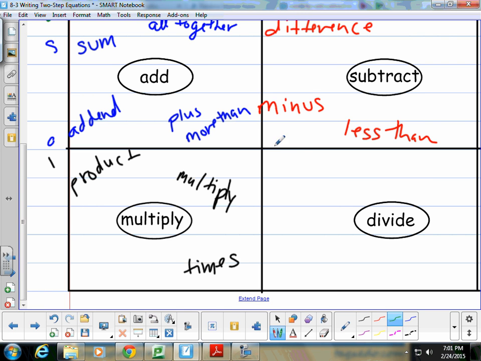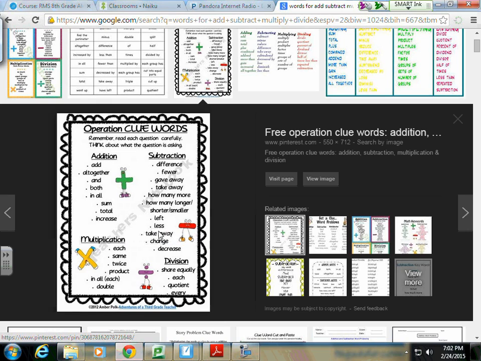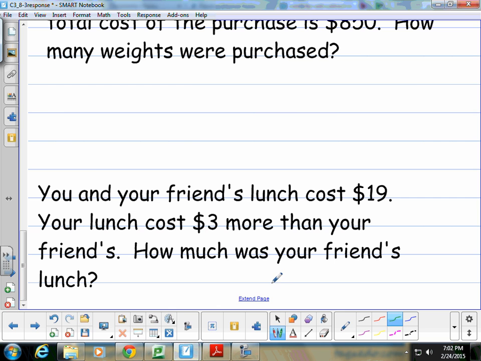Divide. The answer to a division problem is called a quotient. So the quotient of, maybe if you said share equally, maybe groups of, or by, groups of, split into, because groups of is something for multiplication as well. So think about some of those. Those aren't the only ones again. Definitely some things to think about. You can always Google some different things: both, in all, left, less, take away for subtraction, share equally, each, every, different things like that.